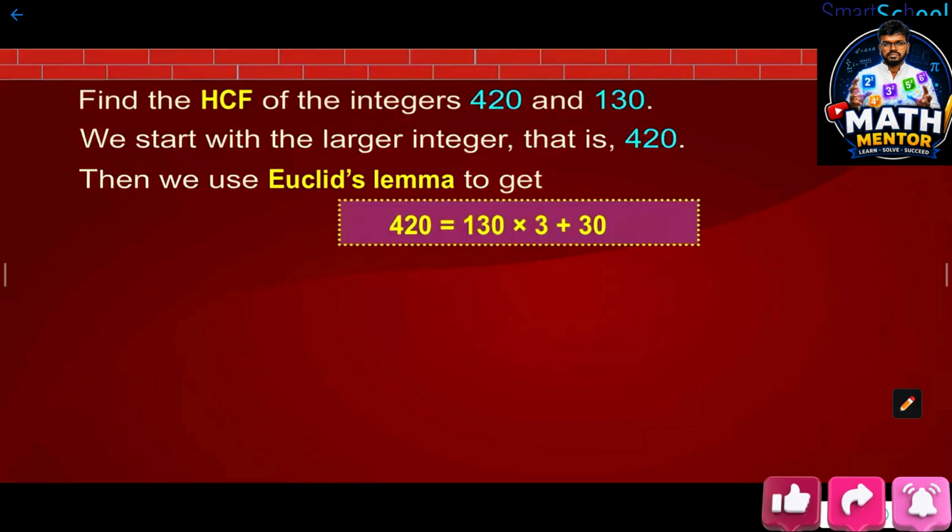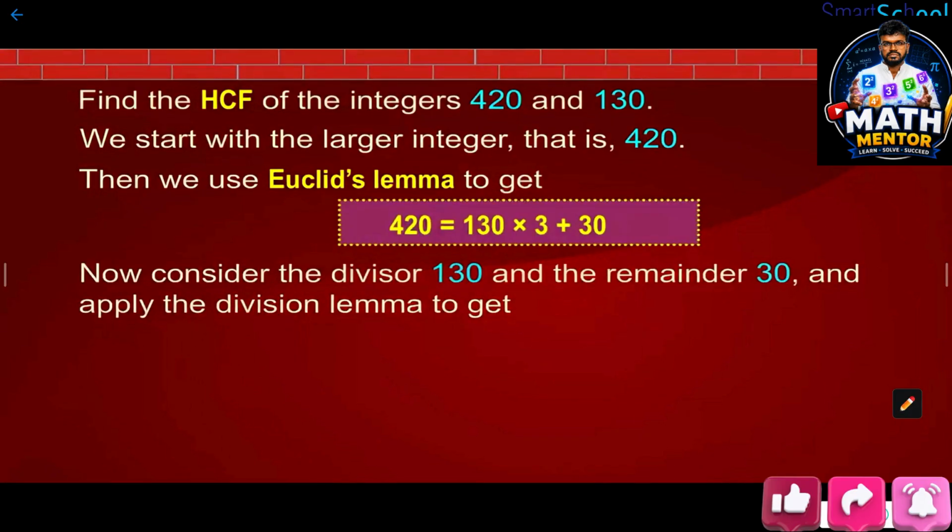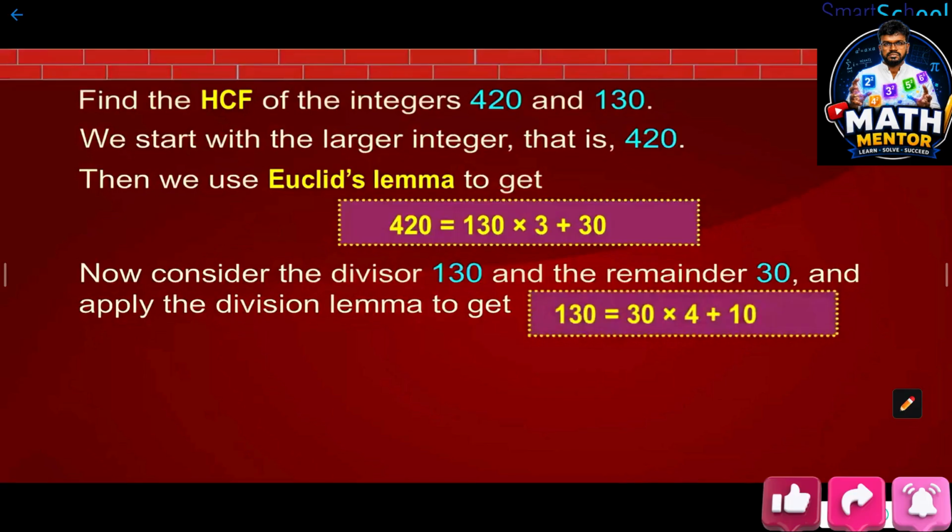In the next step, always the new dividend is the divisor of the previous step and the new divisor is the remainder of the previous step. Now consider the previous divisor 130 as the dividend and the previous remainder 30 as the divisor and apply the division lemma to get 130 is equal to 30 into 4 plus 10, where 4 is the quotient and 10 is the remainder. See here again that 10 is less than the divisor 30. Here also, the remainder 10 is not equal to 0, so move over to the next step.